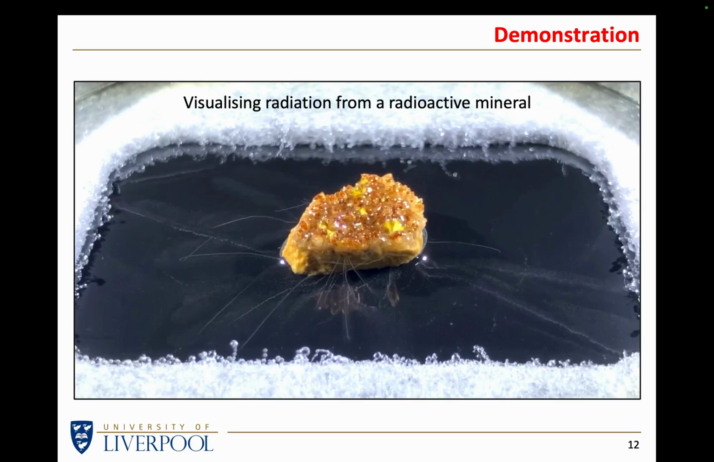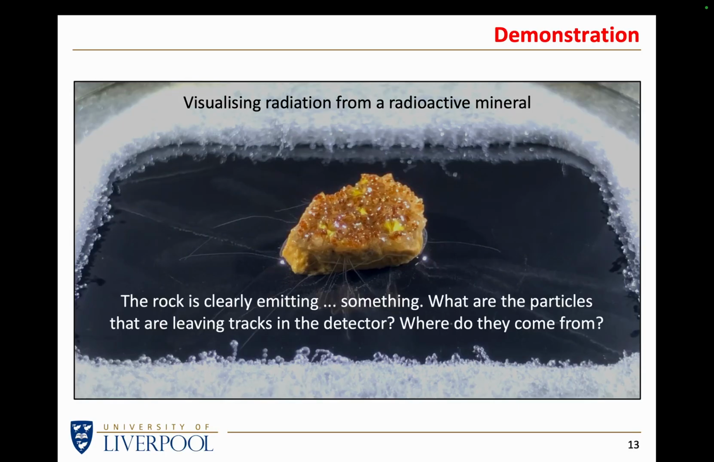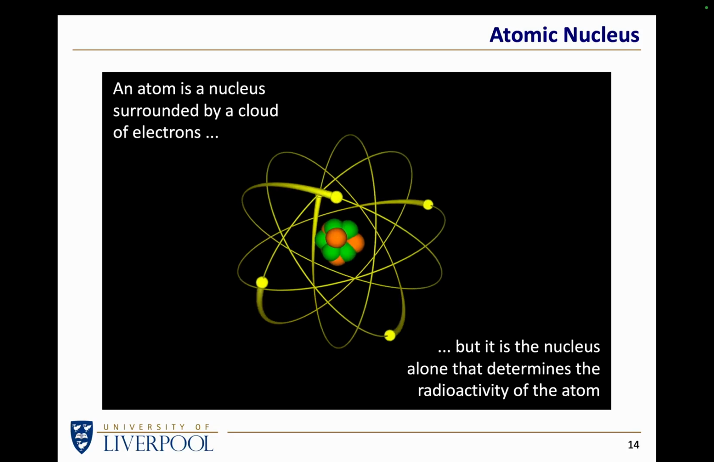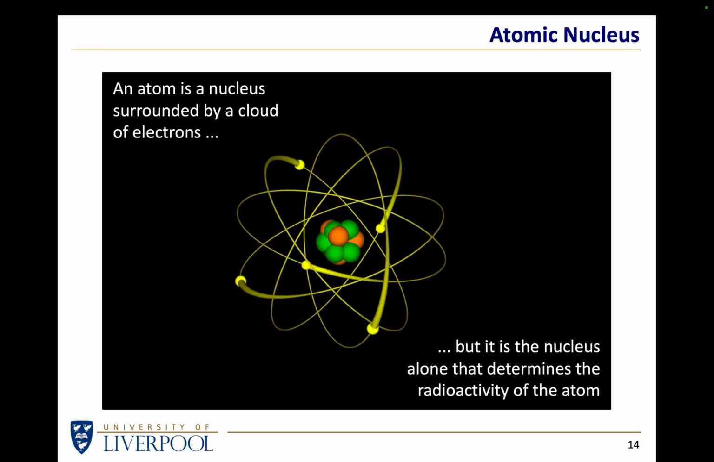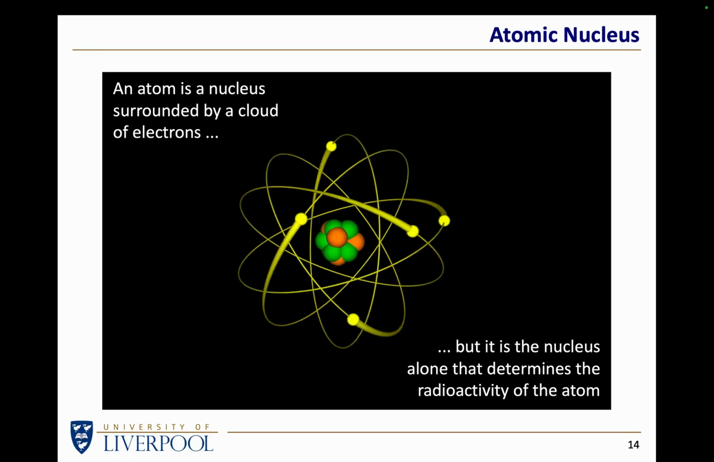Some of those tracks are very narrow, barely a pixel or so wide, and some of them are very broad and very ghostly. So it's clear that the radioactive rock is emitting something, and it's clear that some particles are leaving tracks in the detector, but what are they? Well, about 100 years of research have given us a clue as to what's actually going on.